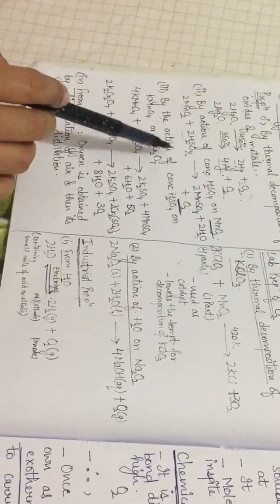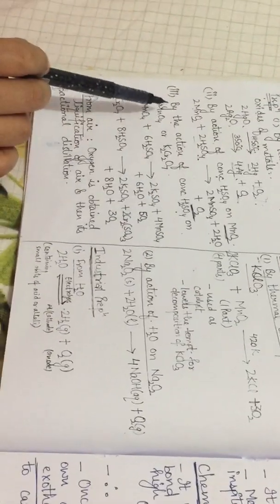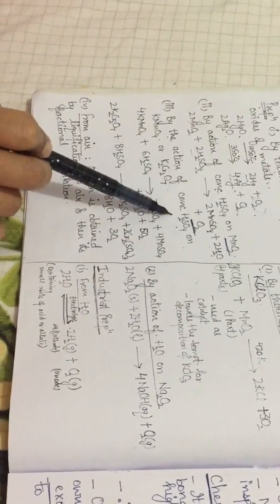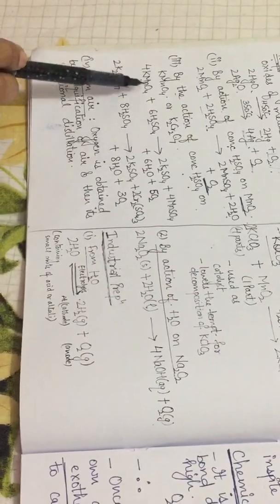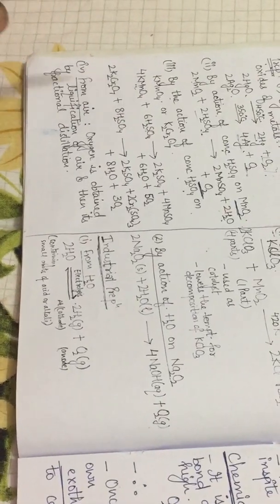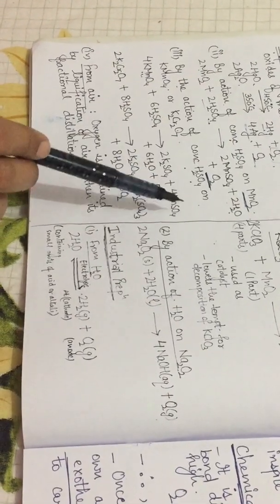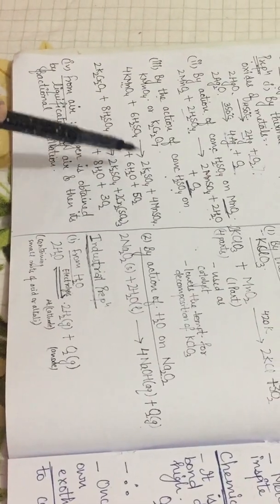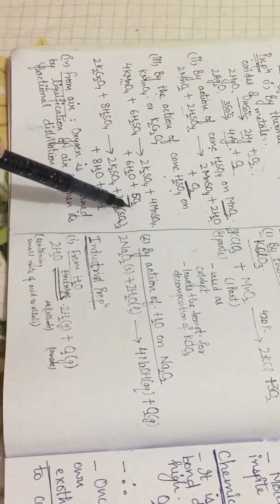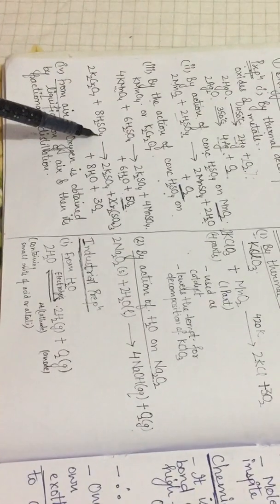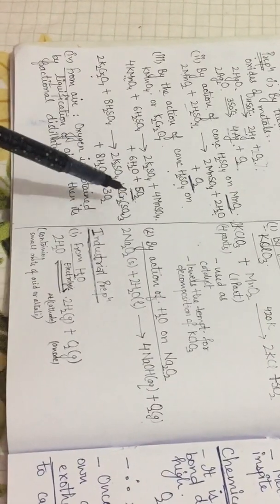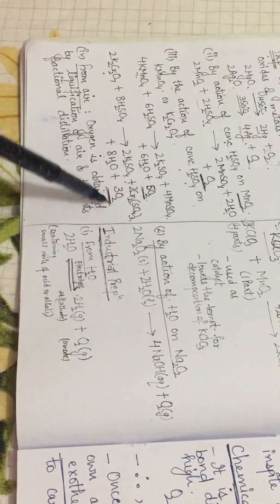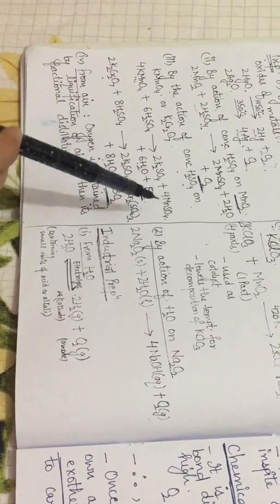The third method is by the action of concentrated sulfuric acid on potassium permanganate or potassium dichromate. When sulfuric acid reacts with potassium permanganate, it will produce potassium sulfate and manganese sulfate as the side product, and water and oxygen are released in this reaction. Secondly, when sulfuric acid is treated with potassium dichromate, it will produce potassium sulfate, chromium sulfate, water, and oxygen is released. So this is another method of preparation of dioxygen.